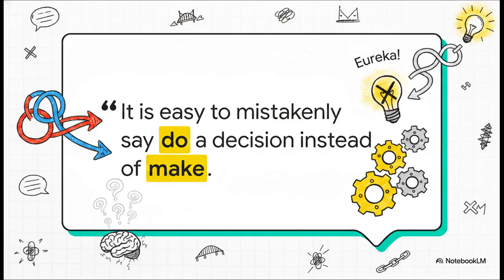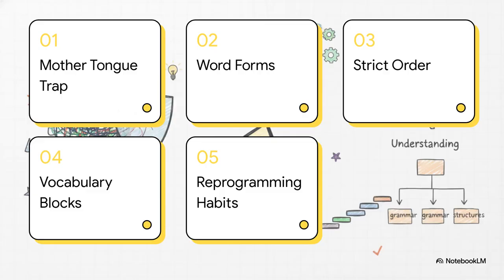These are classic A2 level mistakes, but I want to assure you right off the bat, these errors don't happen because you aren't studying hard enough. They happen for a very specific, deeply ingrained structural reason. Here's our roadmap for today. We'll start with the mother tongue trap, then look at word forms, strict sentence order, vocabulary blocks, and finally, how to actually reprogram those language habits.